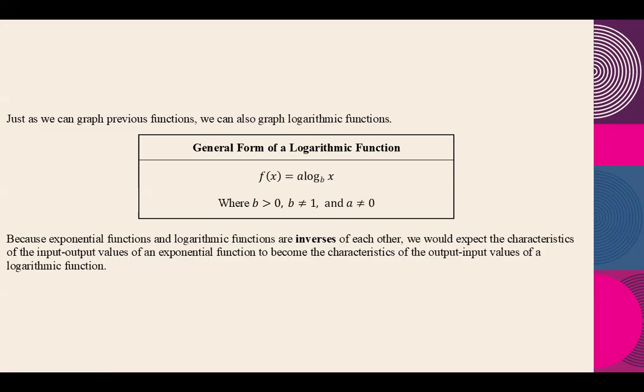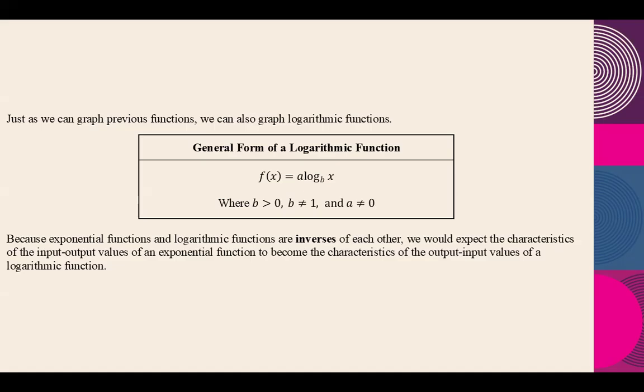So because exponentials and logs are inverses of each other, we will expect their characteristics to be the opposites of each other, right? So the domain and range of the exponential is the range and domain of the log and vice versa, right? Because your inputs and outputs are changing. Therefore, your domain and range are also switching around. Whereas exponentials have horizontal asymptotes, logs have vertical asymptotes, correct? Exponentials have a y-intercept, logs have an x-intercept, okay?